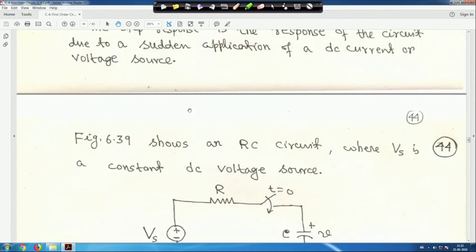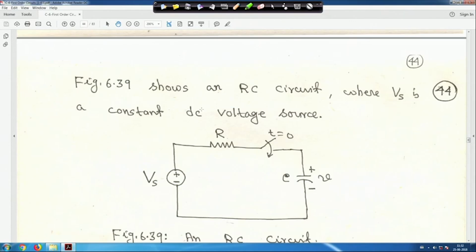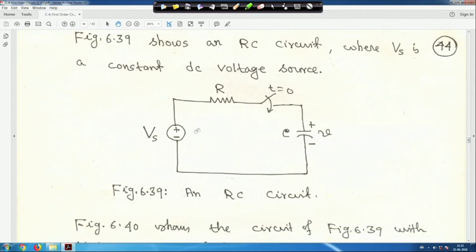So, figure 39. It shows an RC circuit where Vs is a constant DC voltage source, and a capacitor is there. It may be initially charged, or it may be initially uncharged.